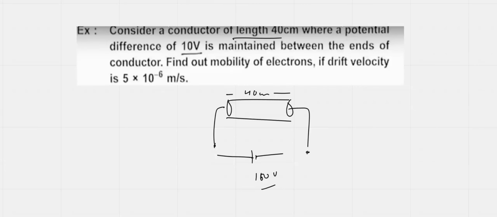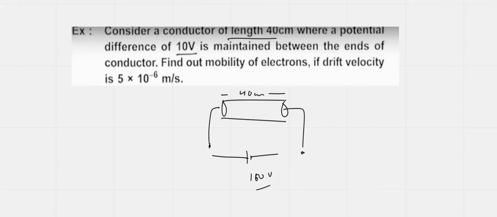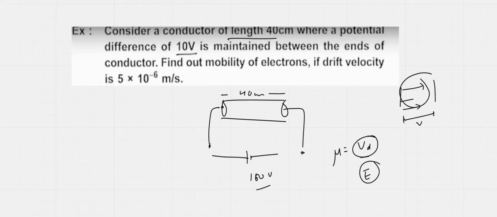Mobility of electron is nothing but mu is equal to Vd divided by electric field. So you are given this and the electric field you have to calculate. What is the electric field? If you know that this is a conductor and the electric potential difference is V, there must be some electric field. That is nothing but voltage divided by the distance.